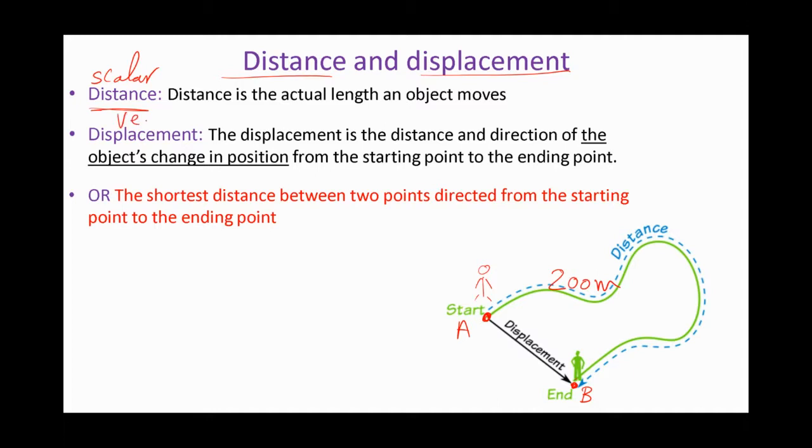The displacement is a vector. To define the vector, you need a value, or sometimes we call it magnitude, and you need a direction. Okay, you need a value or a magnitude, and a direction. So when you describe the displacement, you need to tell me two things, two quantities. You need to tell me what is the magnitude or what is the value and what is the direction.